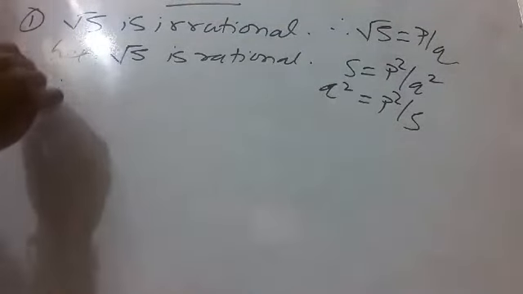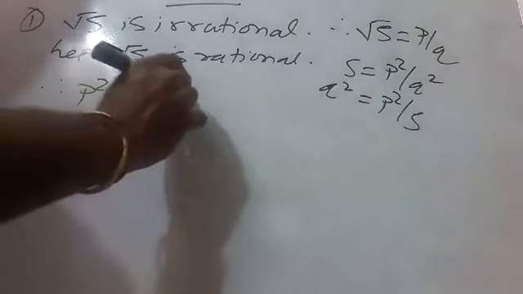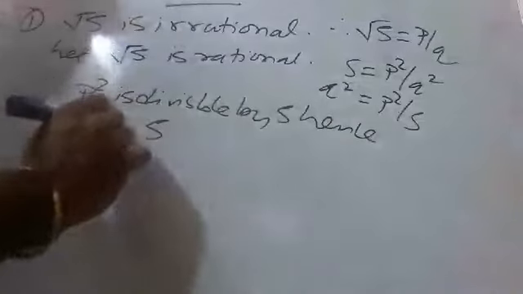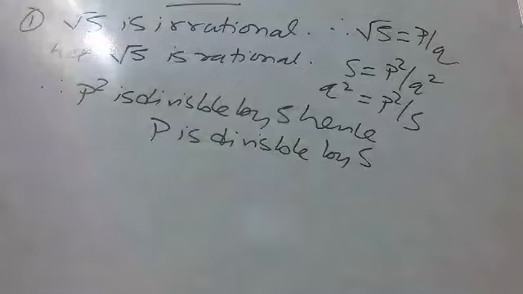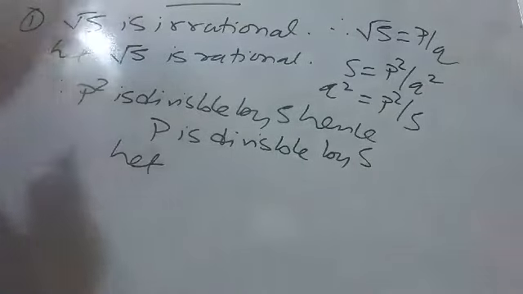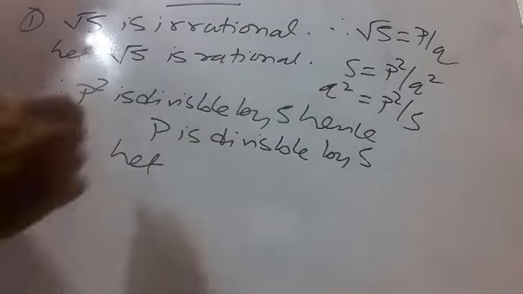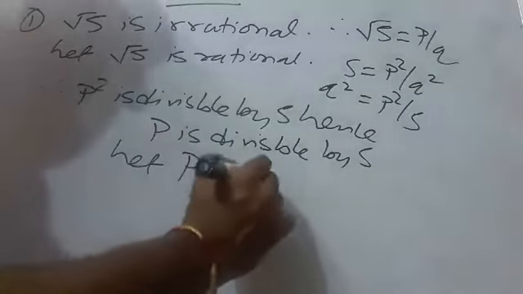So therefore p square is divisible by 5, hence p is divisible by 5. Okay, because why? Because if a square number is divided by 5 and gives a square number, any square number is a whole number, so it is completely divisible. p square is completely divisible by 5. So p is divisible by 5. So let p be equal to 5k, and we can take this as equation 1.